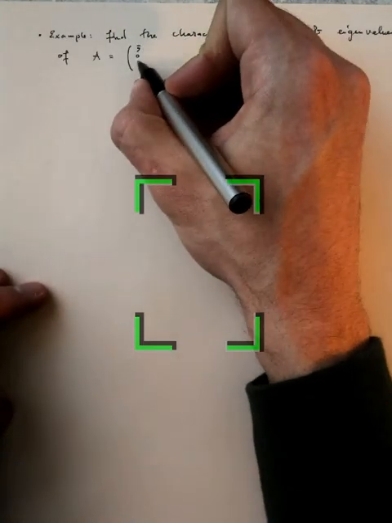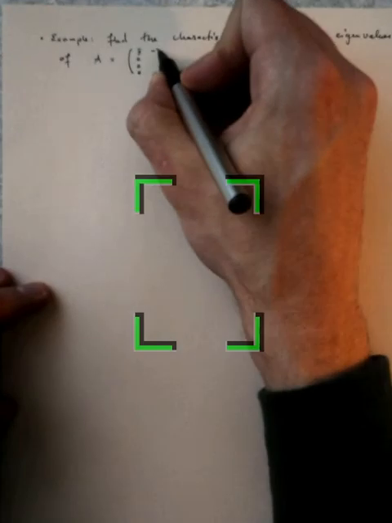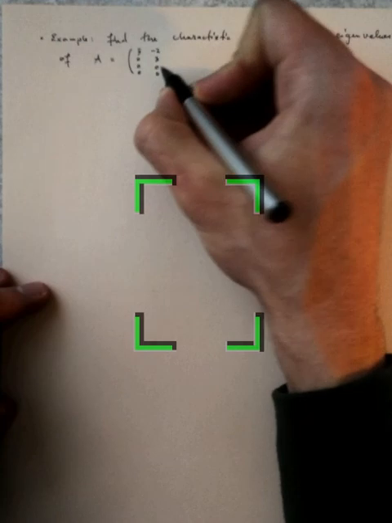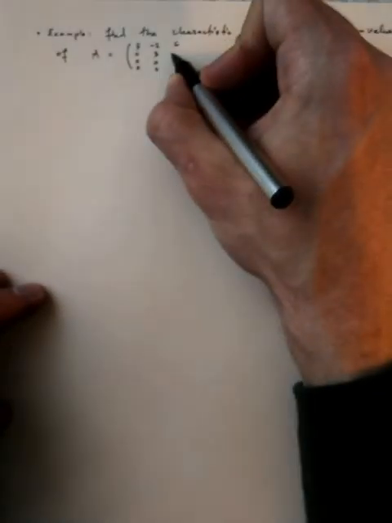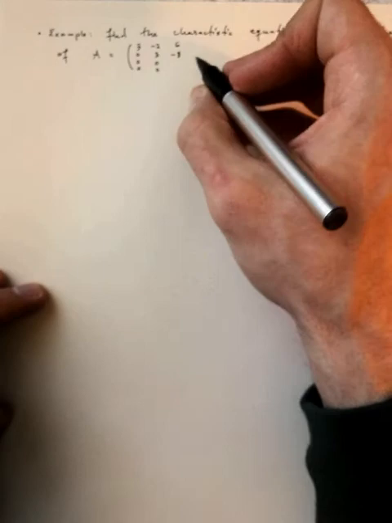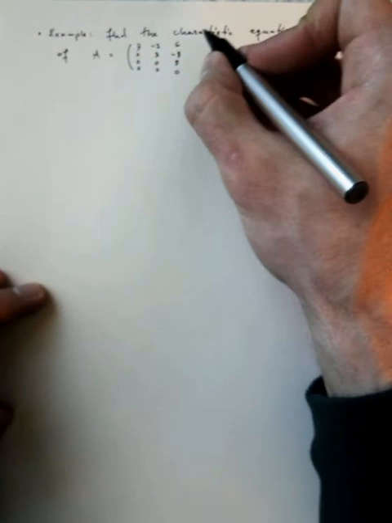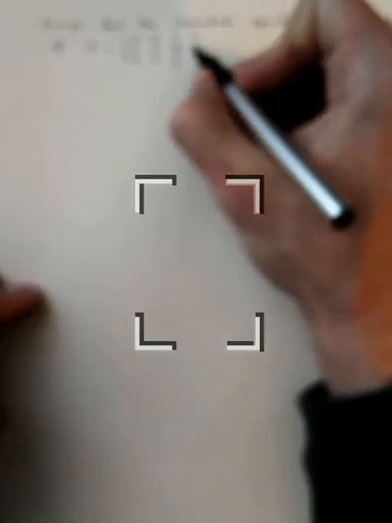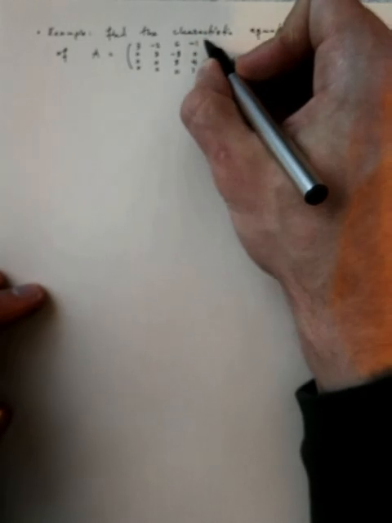Okay, 5, 0, 0, 0, negative 2, 3, 0, 0, 6, negative 8, 5, 0, and negative 1, 0, 4, 1.